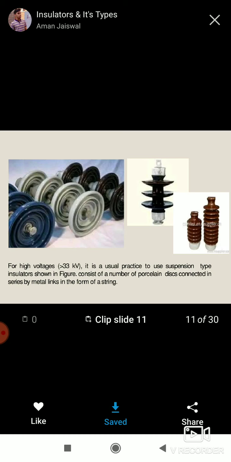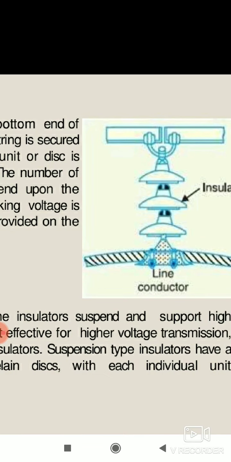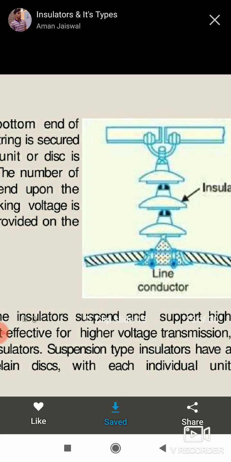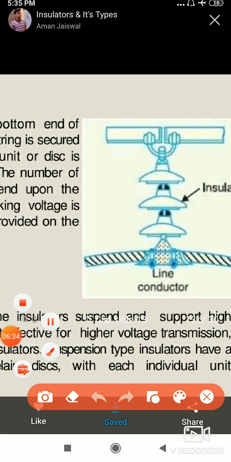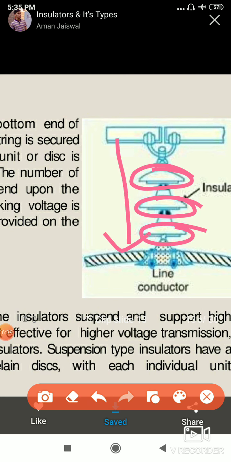And the name itself indicates it: suspension means hanging, వేలాడతీయడం. So suspension is nothing but hanging. This is a way of suspension type insulators. You will see it like this. Each suspension type insulator has a number of discs, and each disc represents 11 kV. This is one disc, this is one disc, this is one disc. So this hanging arrangement we can call a suspension. This is called a suspension type insulator.